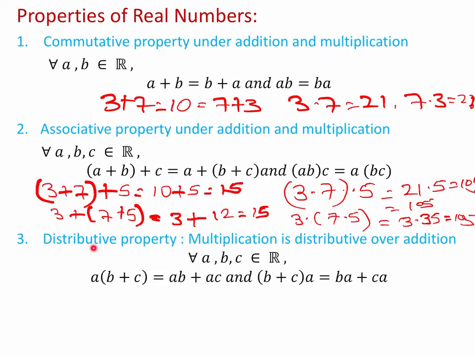Then we shall go to the next property, that is the distributive property. Multiplication is distributive over addition. So for all A, B, C belonging to the set of all real numbers, you can distribute the multiplication operation over addition. Like A times (B plus C) is the same as AB plus AC, and (B plus C) times A is the same as BA plus CA.